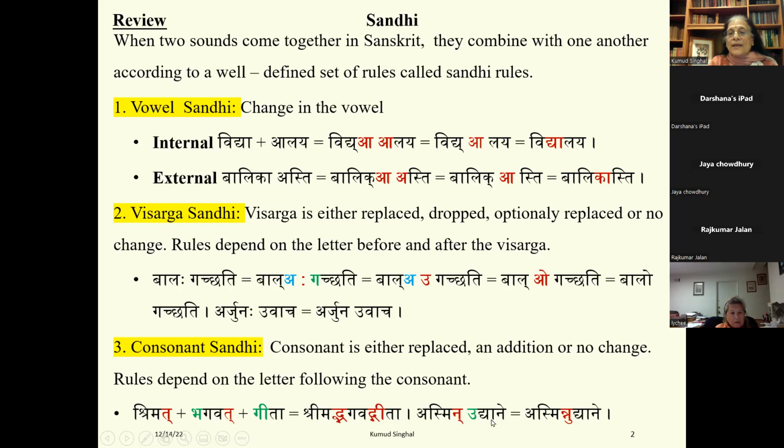In Asmin Udyane, in this garden, the consonant na is followed by the vowel u. So there is an additional nakara. Here there are two nas. So Asmin Nudyane.